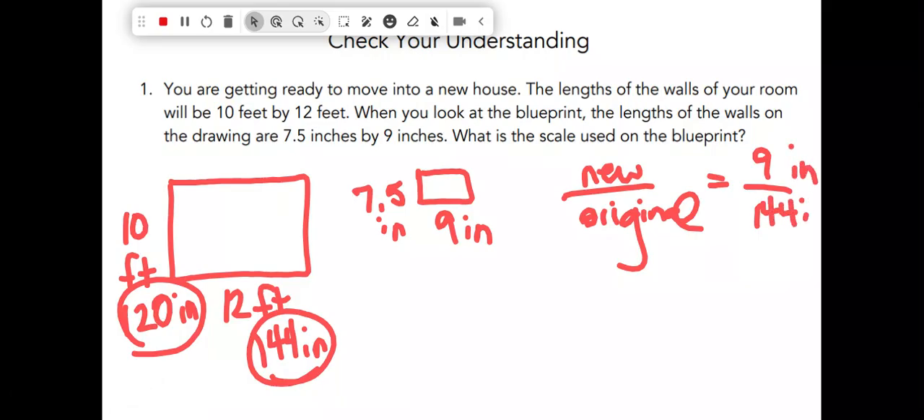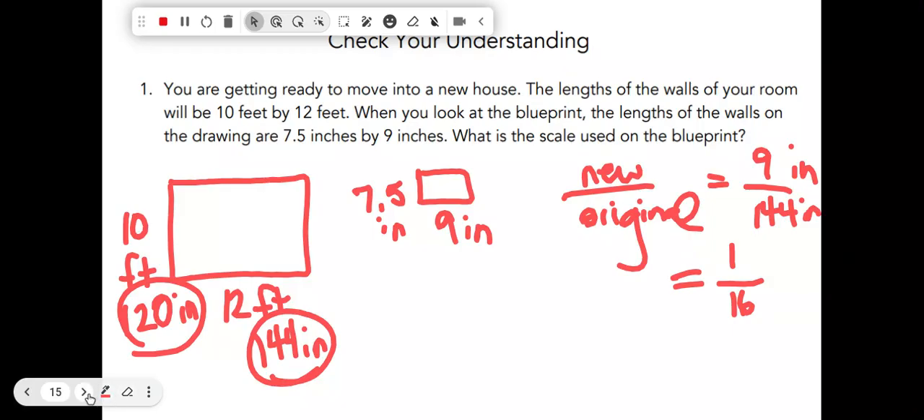And you can grab a handy dandy calculator or your brain to reduce that fraction, or to turn it into decimal, either way. But the scale here, 9 goes into both of those numbers. So if I divide the top by 9, I get 1. If I divide the bottom by 9, I get 16. So my scale is 1 to 16. 1/16.